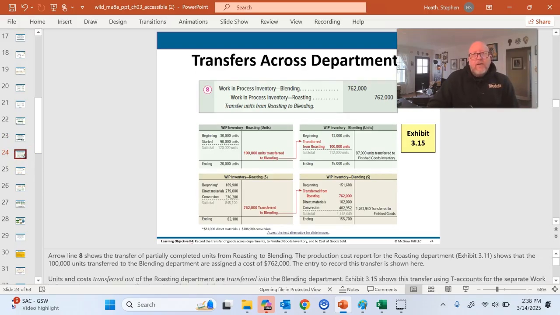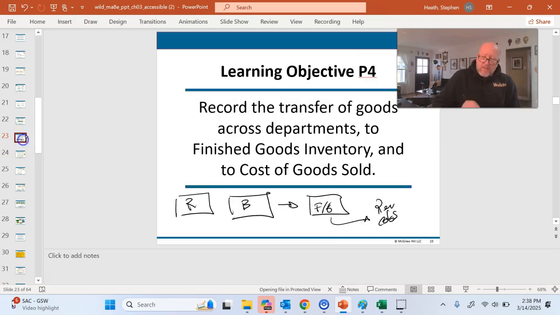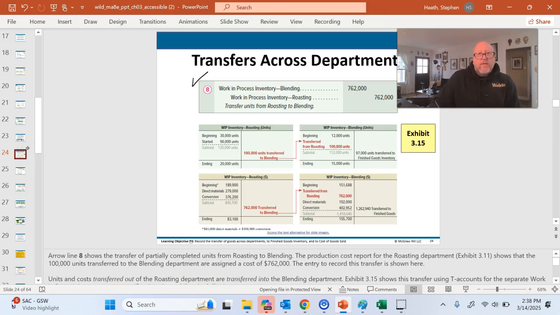Okay. So we're moving costs from roasting to blending. That is nothing more than costs going from roasting to blending. Since they're both asset accounts, I am increasing the blending by debiting it and decreasing the roasting by crediting it. And these are the T accounts.